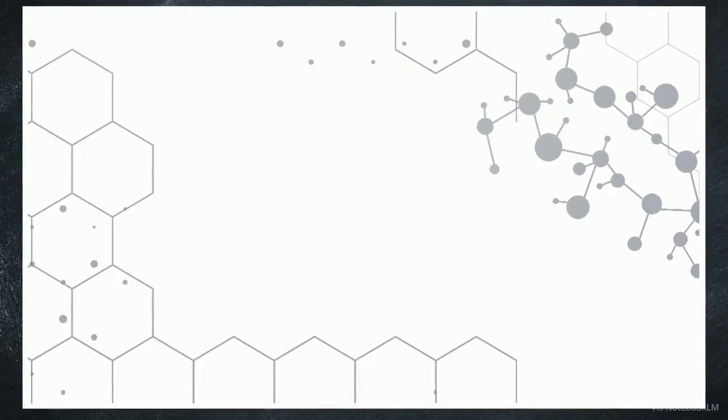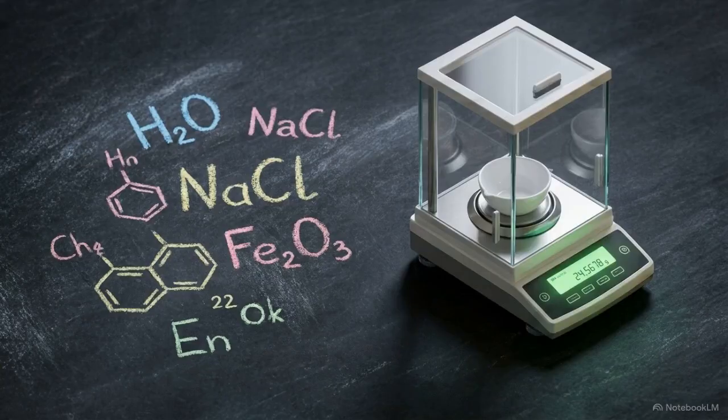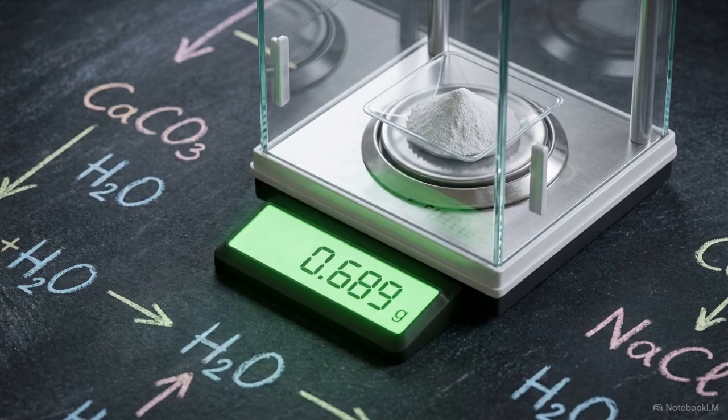This slide shows the chemical reaction we will be performing. If you look at the bottom net ionic line, you can see how we eliminate the sodium and chloride spectator ions. This leaves the core chemical action, carbonate and hydrogen ions reacting to form water and carbon dioxide gas. Now we transition from the theoretical equation to our physical parameters. For this calculation, we will set our starting mass at exactly 0.689 grams of sodium carbonate.